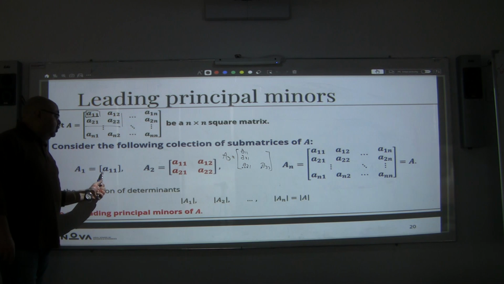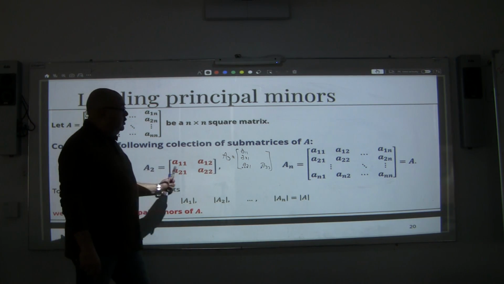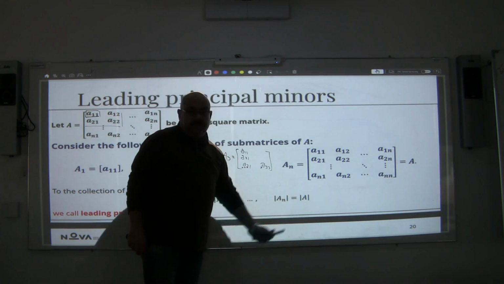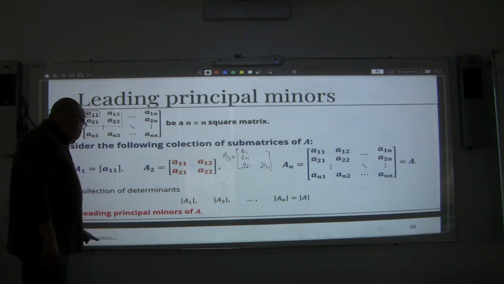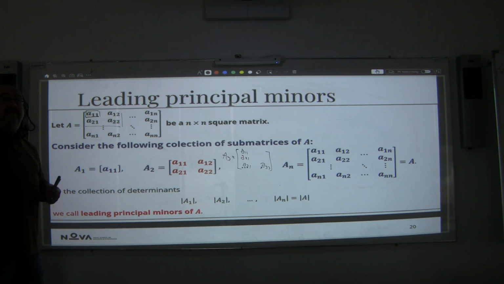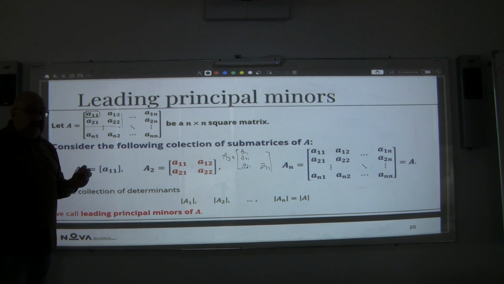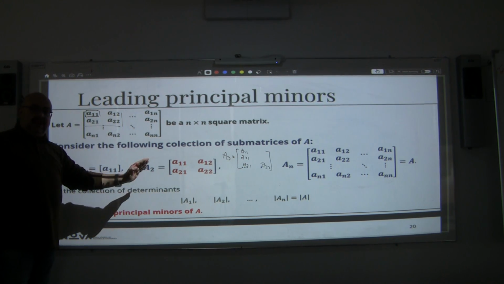If I get the determinant of the first matrix, the determinant of the second matrix, the determinant of the third, up to the An matrix, those are called the leading principal minors. So once you hear the leading principal minors, this is what we need to do: get the minors, or the determinants, of the matrices on the principal diagonal, as I told you.